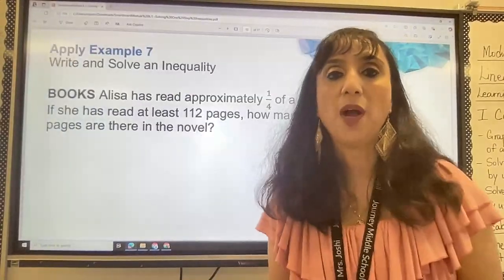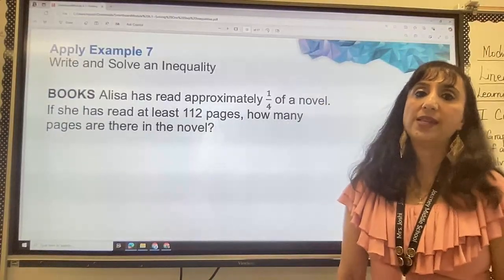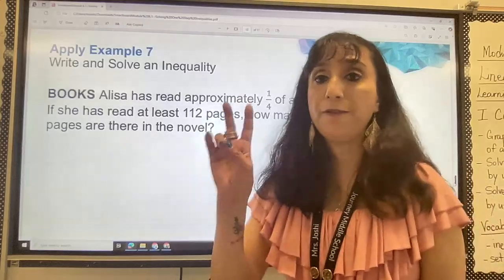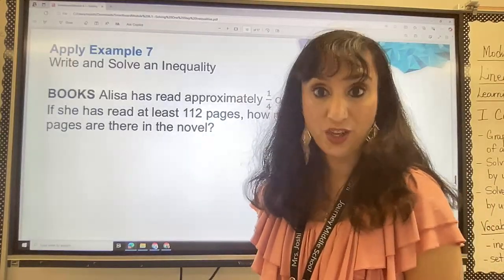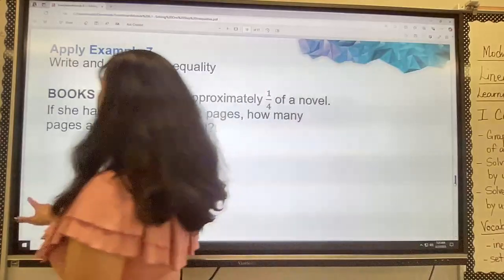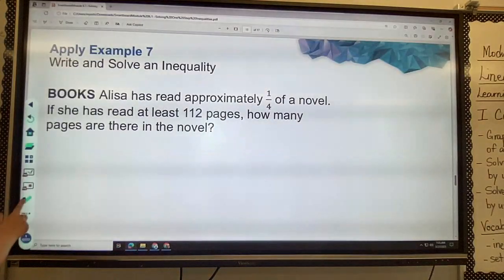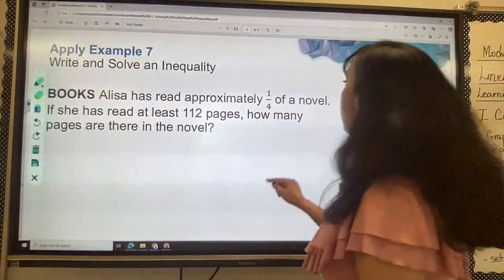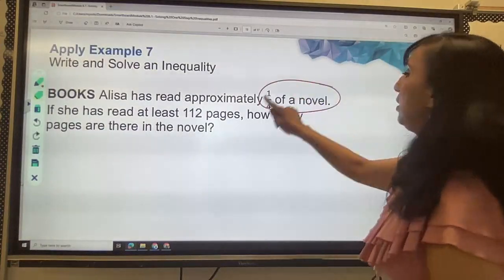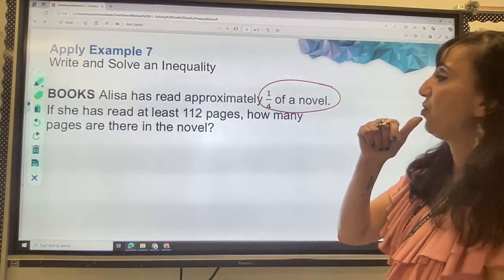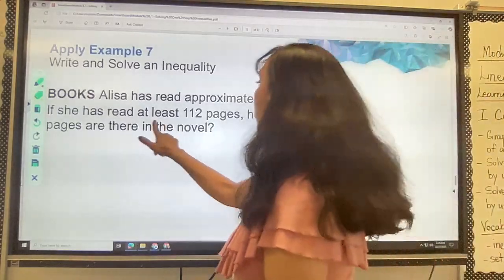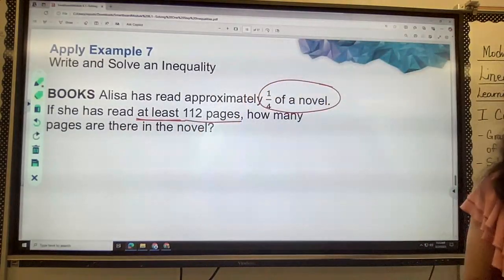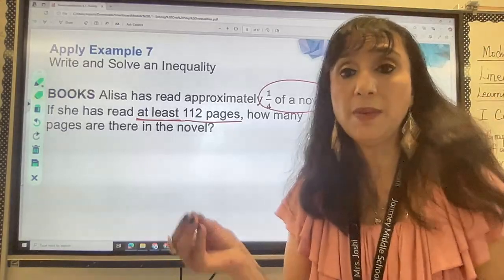So let's look at this problem over here. It's saying Alyssa has read approximately 1/4 of a novel. Of means what? Multiplication. So we are going to start writing out an inequality. It's saying 1/4 of a novel. If she has read at least, now think of the word we have here, at least 112 pages. So that means minimum amount.